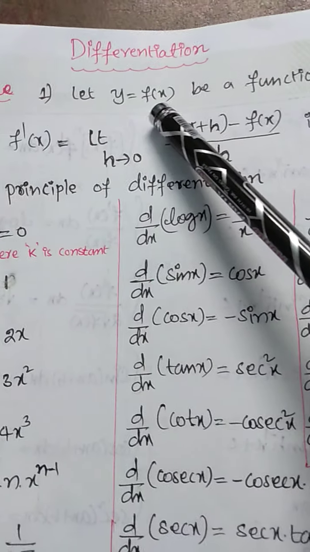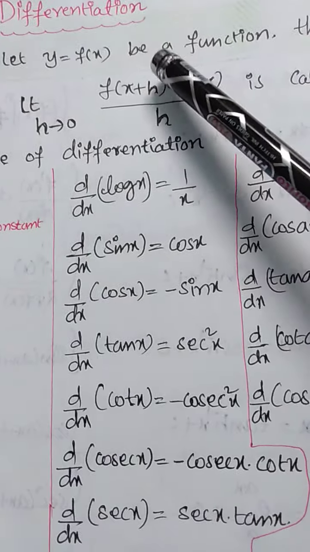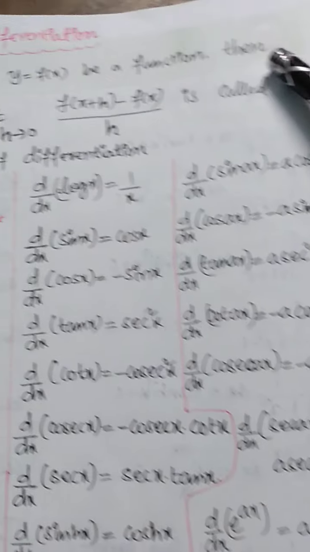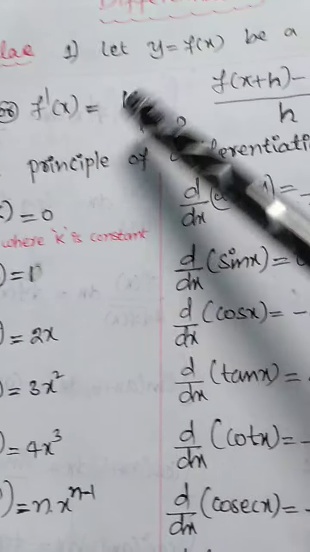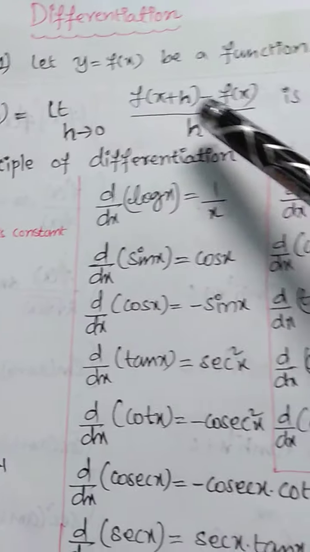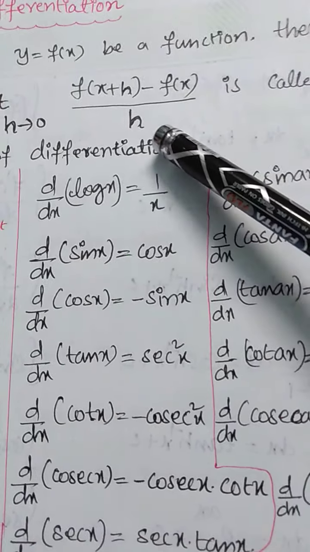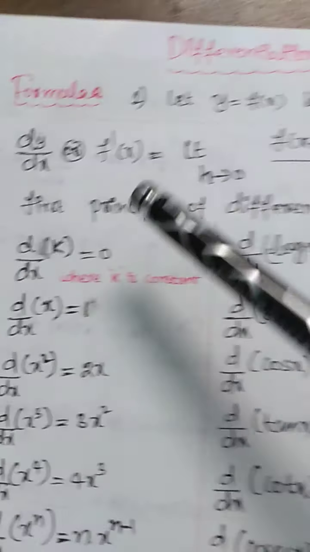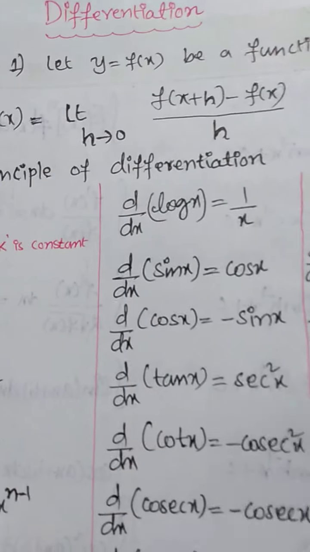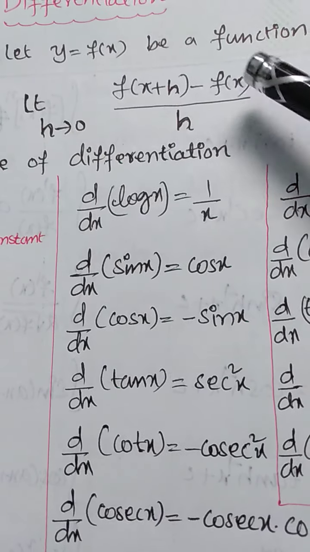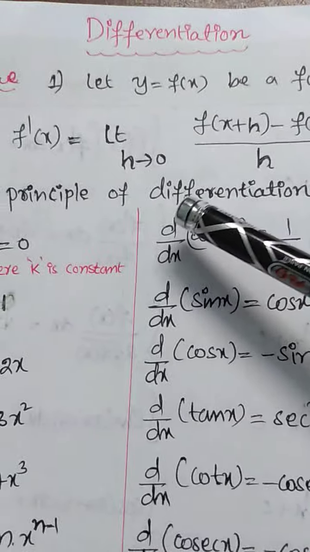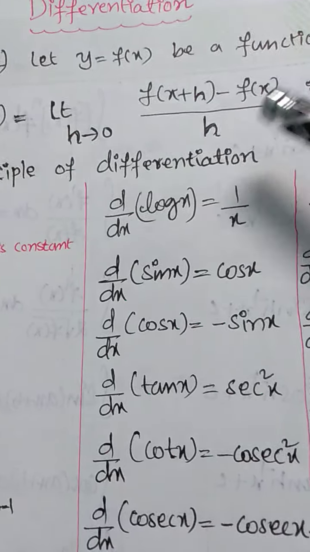Let y is equal to f of x be a function. Then dy by dx or f dash of x is equal to limit h tends to 0, f of x plus h minus f of x, divided by h, is called the first principle of differentiation.